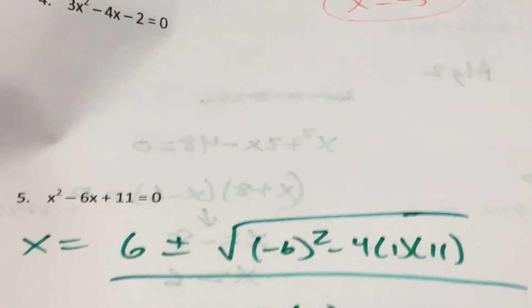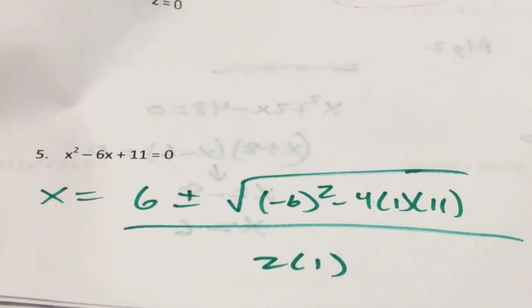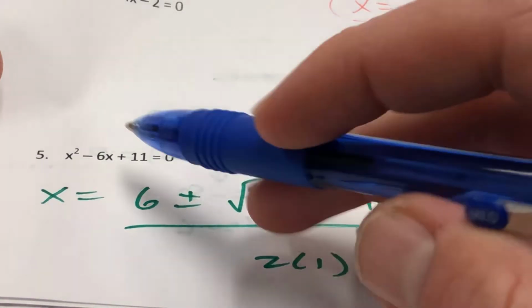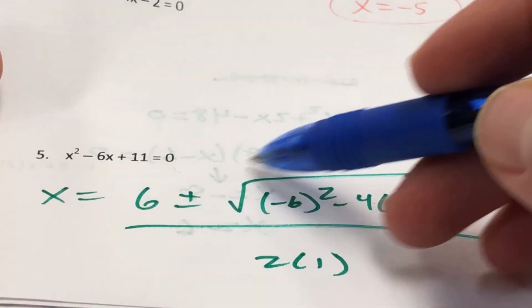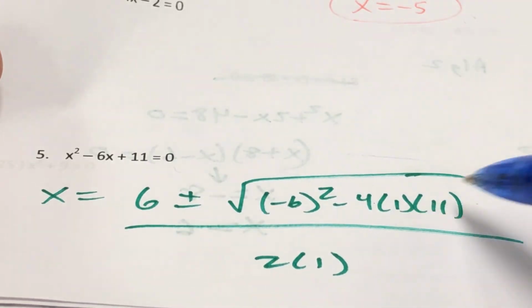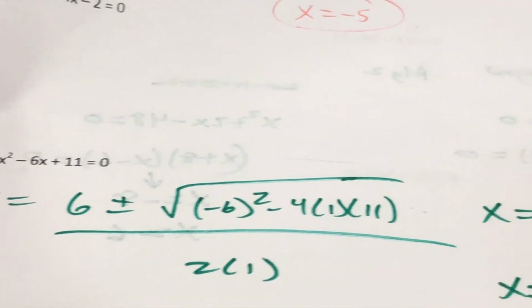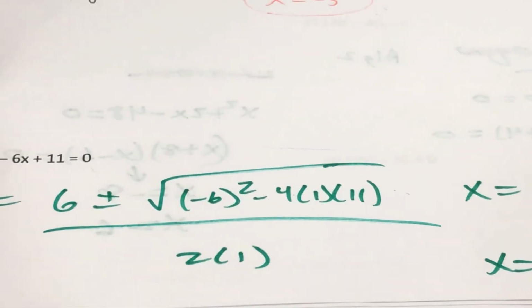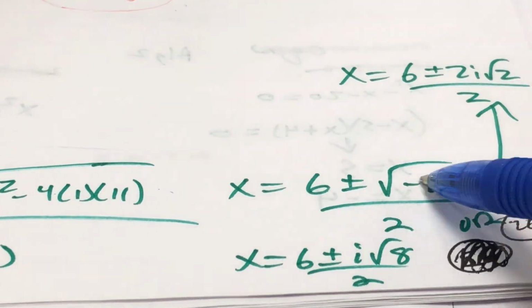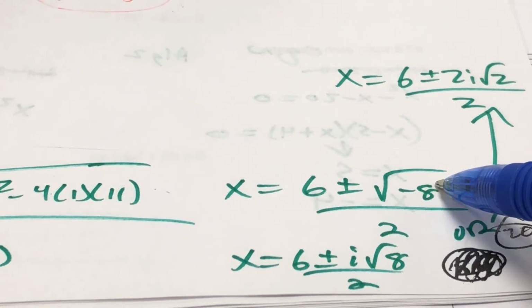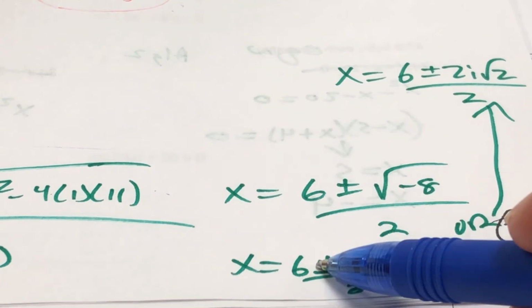Let's take a look at 5. The middle term is a negative 6, so the opposite of b, plus or minus the square root of b squared minus 4ac all over 2a. You have 36 minus 44. Where are we at here? So we're at 6 plus or minus the square root of negative 8 over 2. You better take the i out. Don't forget about the i.